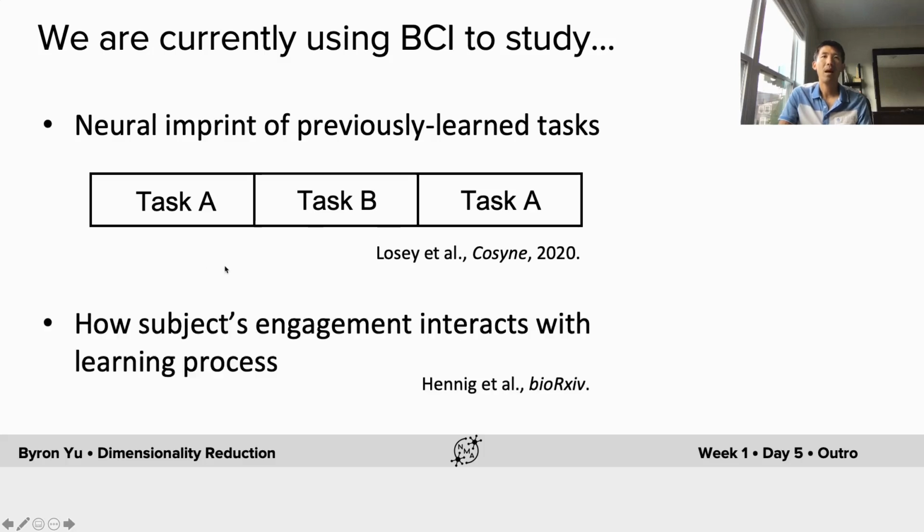Okay, and then also we've been studying how the subject's engagement interacts with the learning process. Right, so you can imagine effects like arousal and attention that affect learning. Okay, and this study is a paper up on bioRxiv right now.